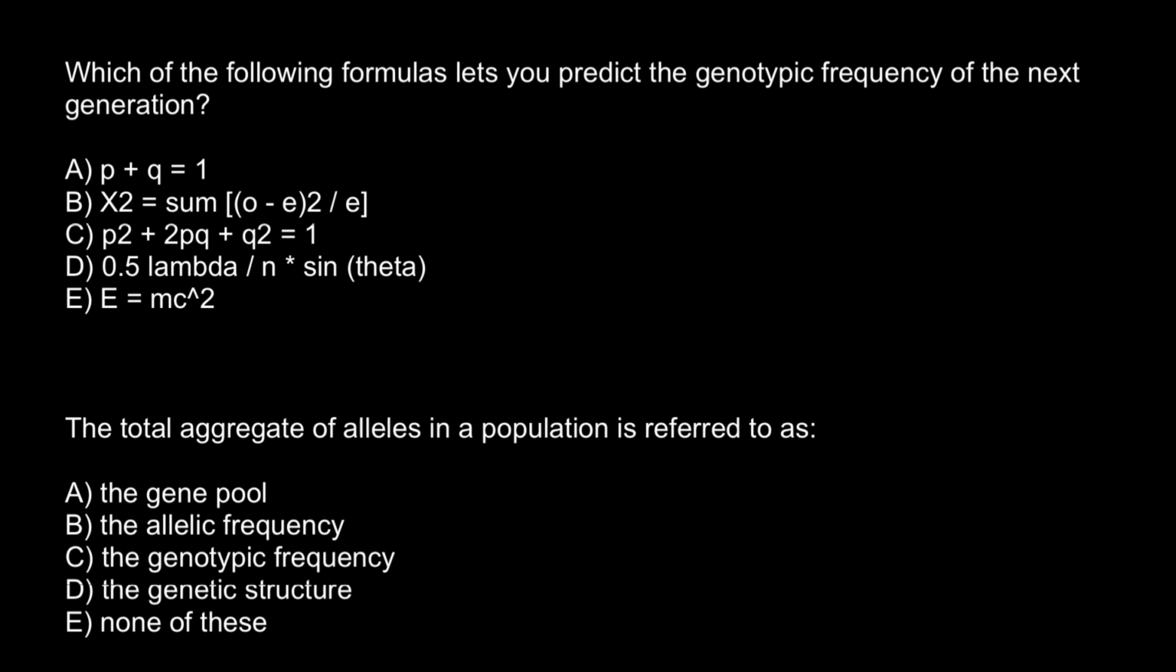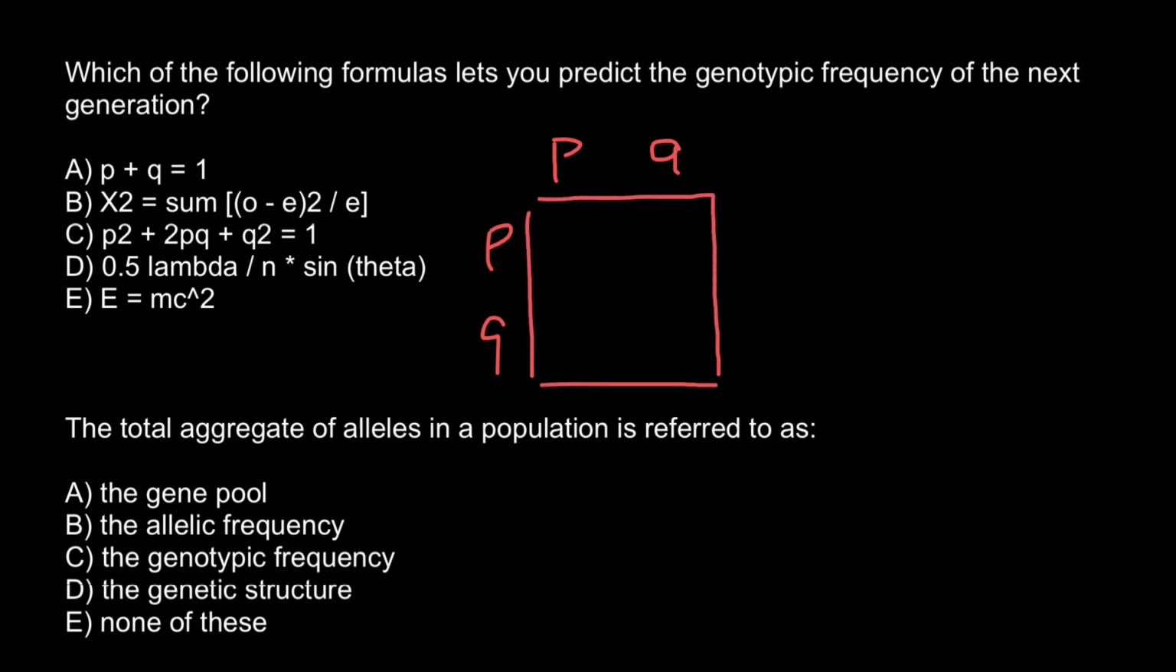And the first question: which of the following formulas lets you predict the genotypic frequency of the next generation? Imagine that in our gene pool we have two alleles, P and Q. And of course, if we build a simple Punnett square, we are going to get the following ratios in the next generation.